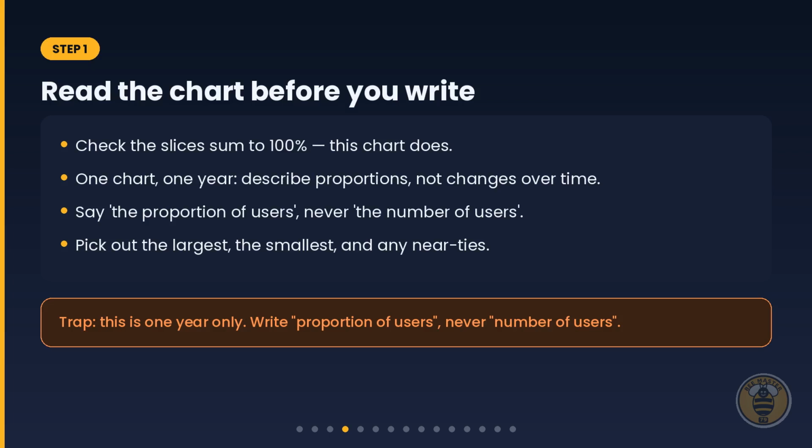Before you write a single word, read the chart properly. Confirm the slices total 100%. Remember that this is a single year, so you describe proportions, not changes over time. Always say the proportion of users, never the number of users, because percentages are all we are given. Then find the largest slice, the smallest slice, and any near ties.